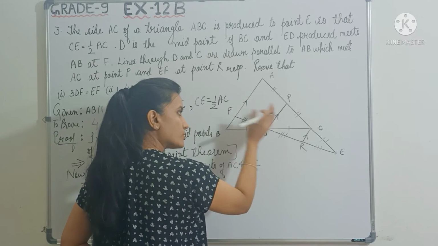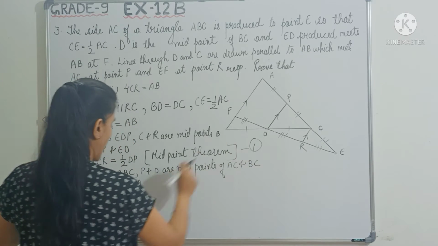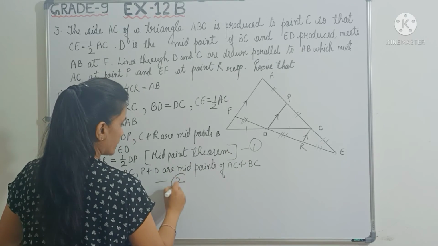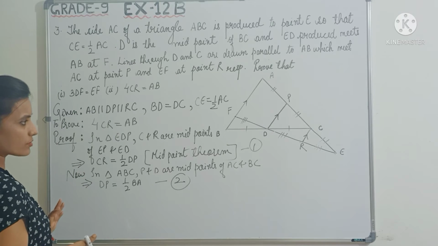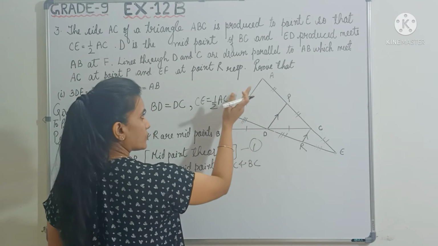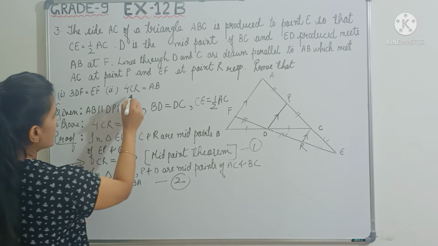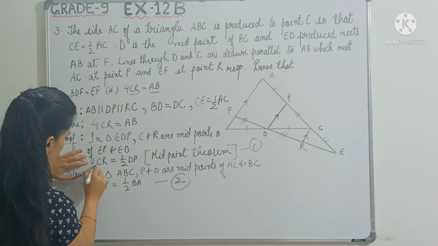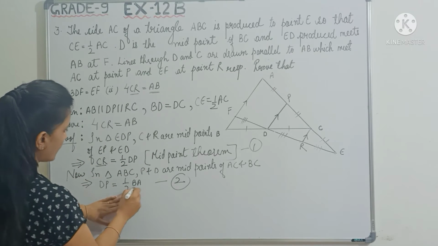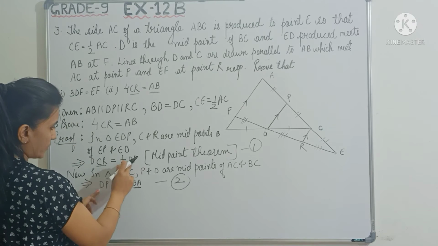So we can use this result. We can use result number 1 and result number 2. We can use these two results to establish a relationship between CR and BA. So how will you do that? See, you want CR and AB, right? So in this you have CR here and here you have AB, right? And in both you can see DP is common, right?